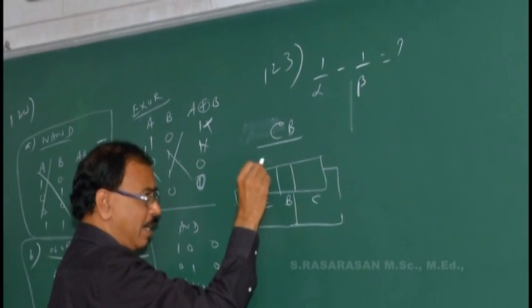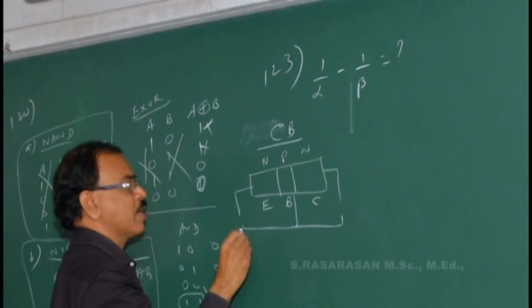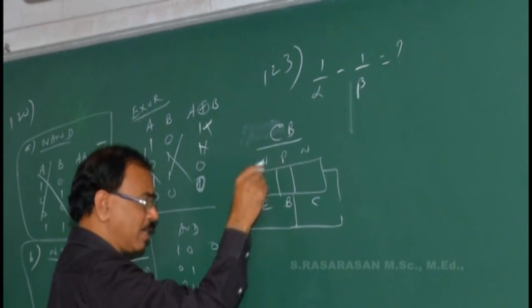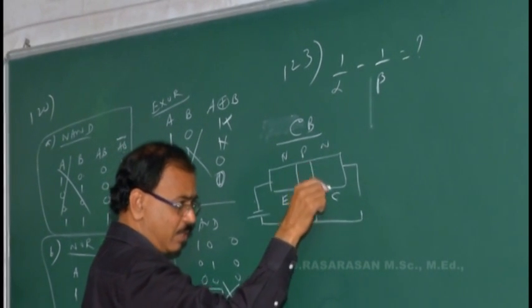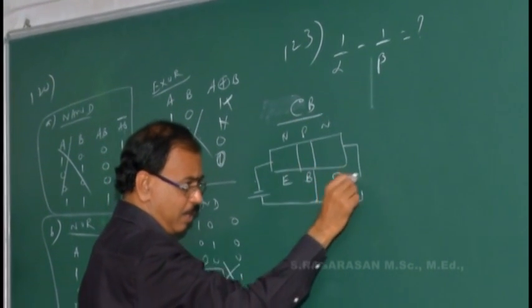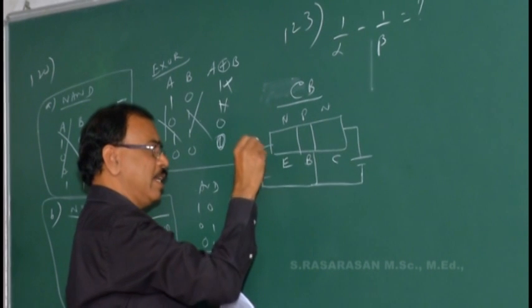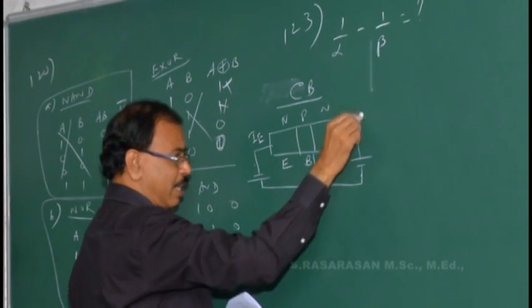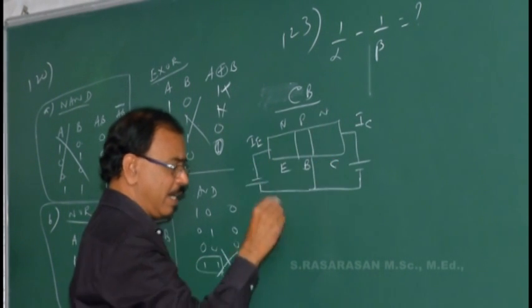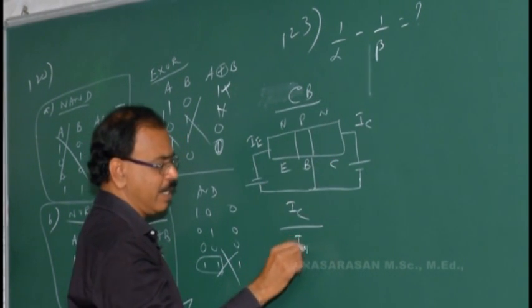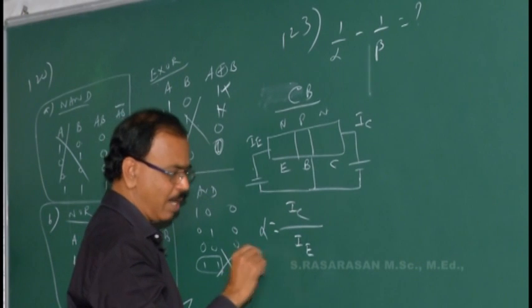Say the NPN transistor. Emitter is forward bias, N type, negative, positive. And collector is reverse bias, which is N type, positive, negative. Here this emitter current is IE, here the collector current. So output current by input current, IC by IE, is called current gain alpha.